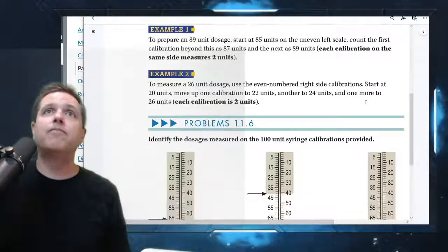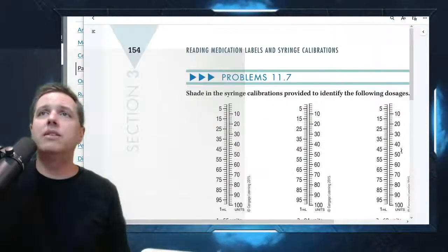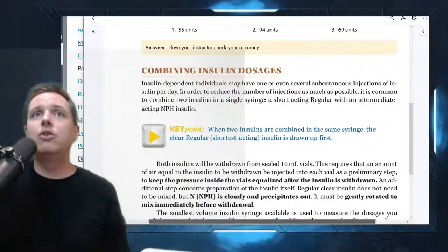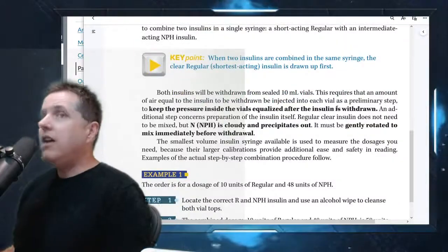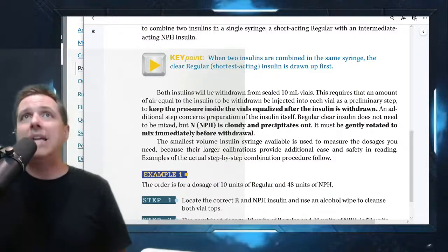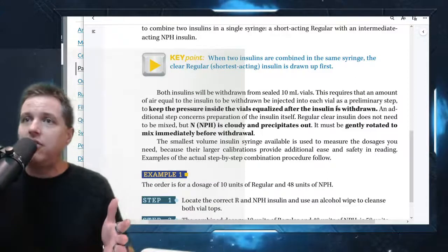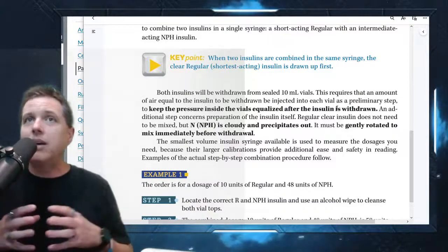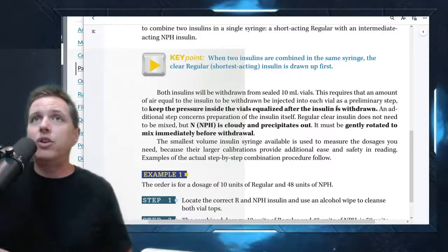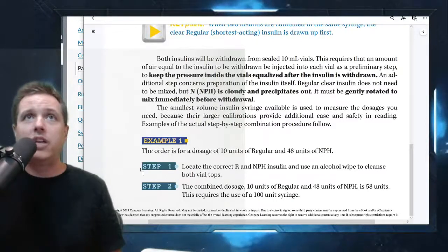Let's see, was that the last thing I was going to show you? Combining insulin dosages, right. So there's a whole procedure, and there's a video on this about combining when you have two types of insulin. So remember the fast-acting insulin and the normal-acting insulin, you're sometimes going to be required to mix those together and then give it to the patient. Well, you're going to have to decide what is the appropriate syringe to use for that. So they give you the example here.